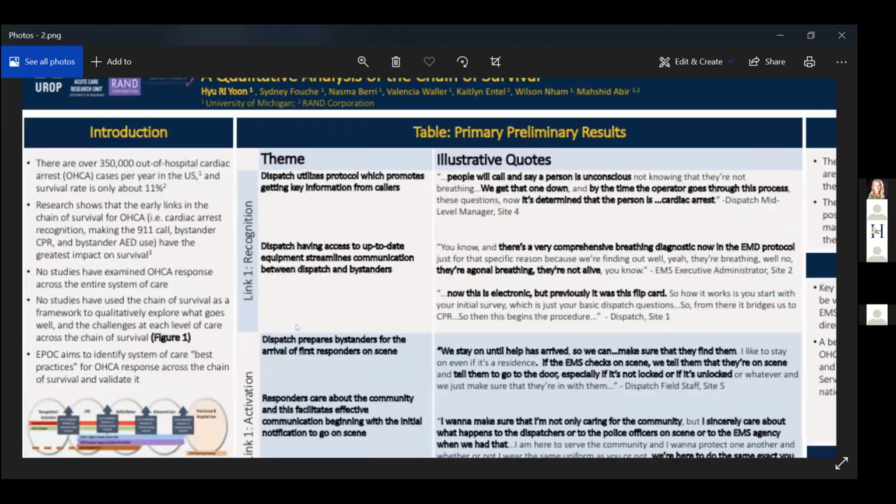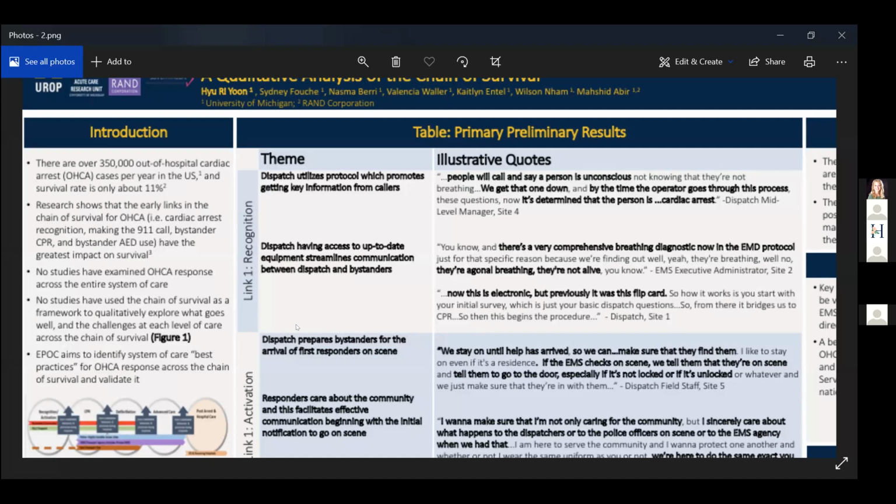So the project was focusing on out-of-hospital cardiac arrest, or OHCA, because it only has a survival rate of about 11%. It's a very critical condition that we need to really work on throughout the US that we really haven't been able to develop. So there's that development that we need to focus on, which is why this project was trying to get at that.